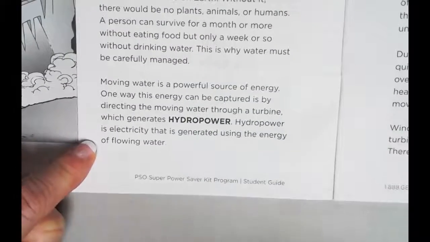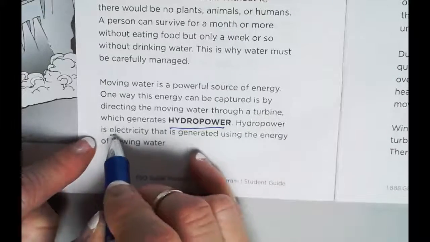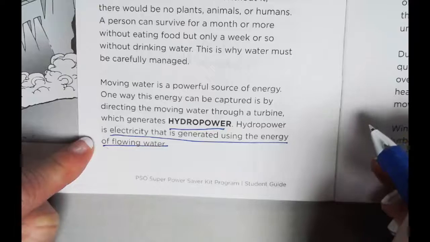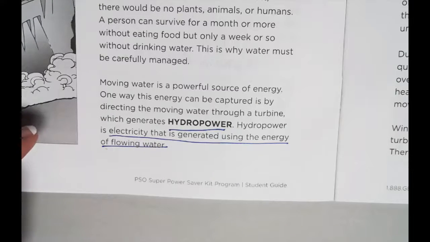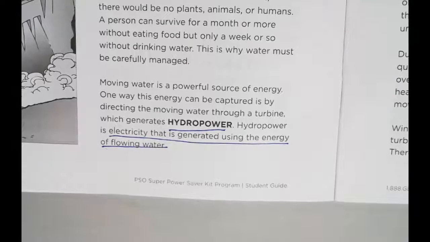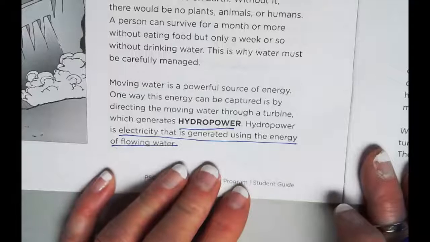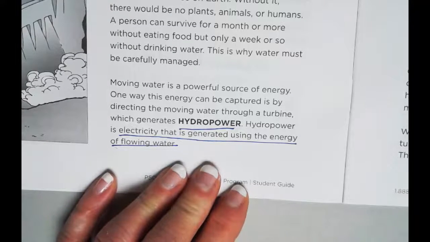Okay. Hydro means water, right? So it's electricity generated using the energy of flowing water. So water flows, and that's energy, right? If you've ever been caught up in a tide or a current or something, it can be very, very scary. Don't ever do it, okay? Because you can easily drown. But water is powerful, right?